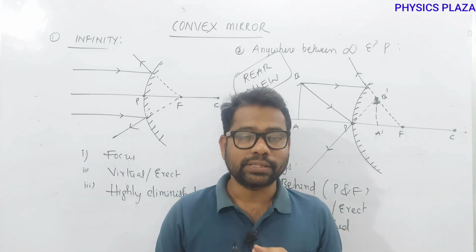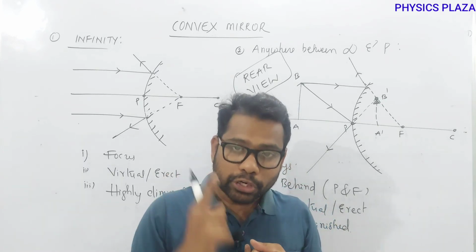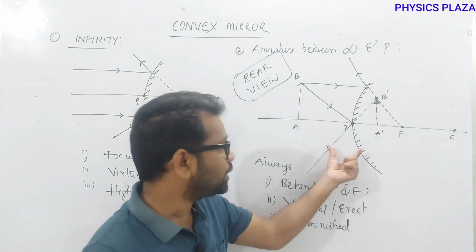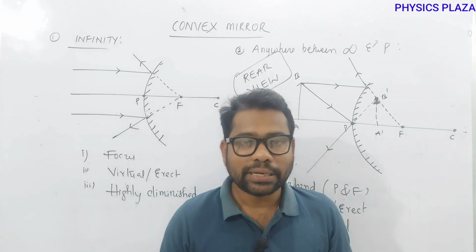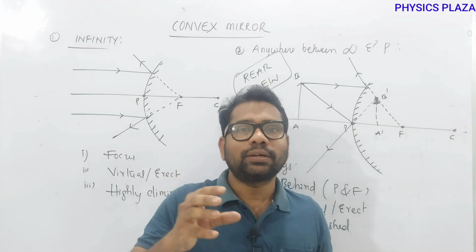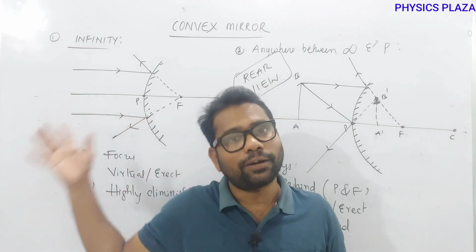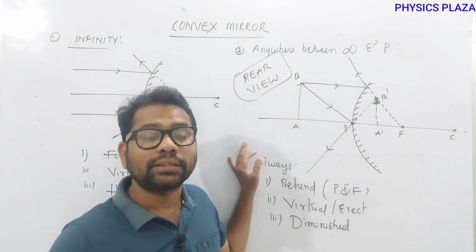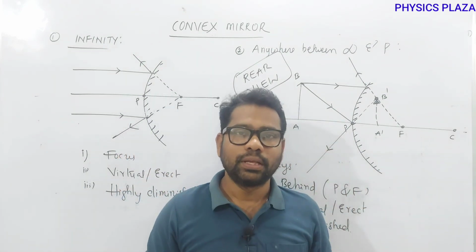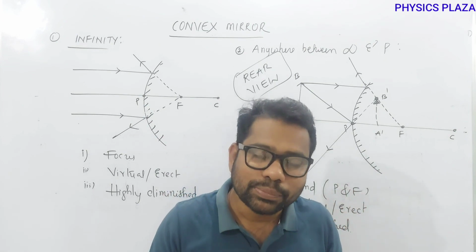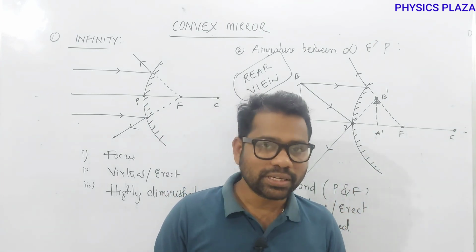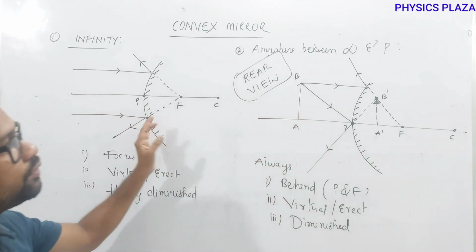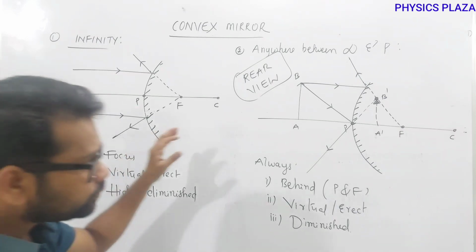Two reasons. First point is that it always gives a virtual diminished image near the mirror. That's why on vehicles it is written that the objects in the mirror appear a bit closer than they actually are. And the second point is that the field of view of a convex mirror is more. Okay children, so because of these reasons only, convex mirror is preferred as a rear view mirror.